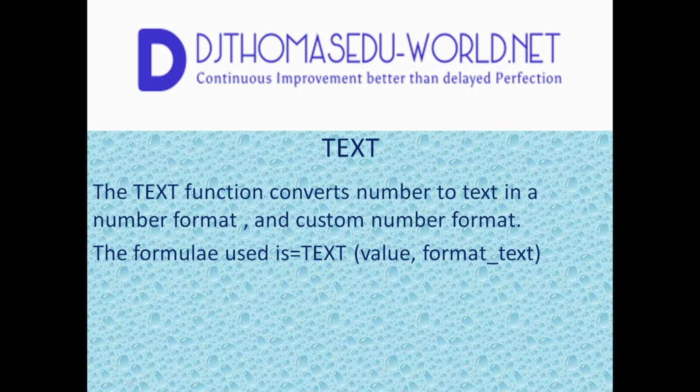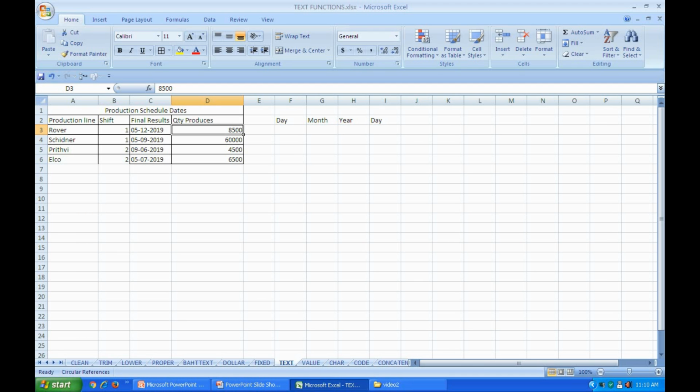Moving on to the next Excel function, the TEXT function. As defined, the TEXT function will convert numbers to text in a number format and custom number format. The formula used is equals TEXT, value, the format text required. Let's see how it is performed in Excel.